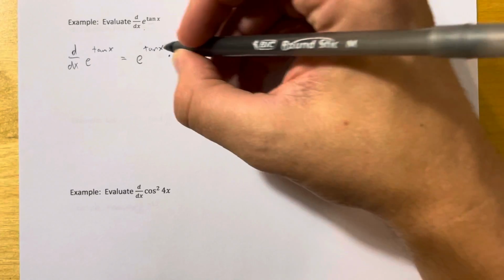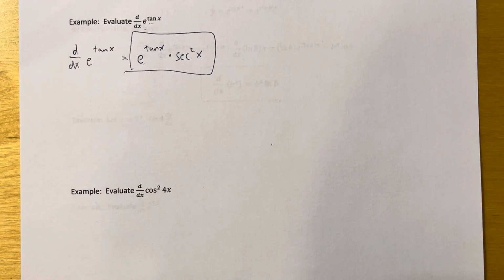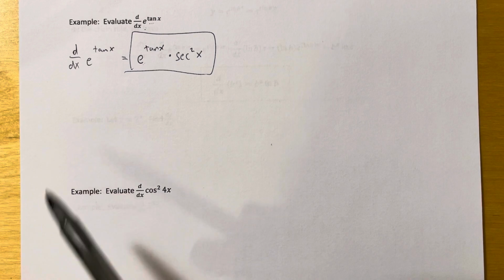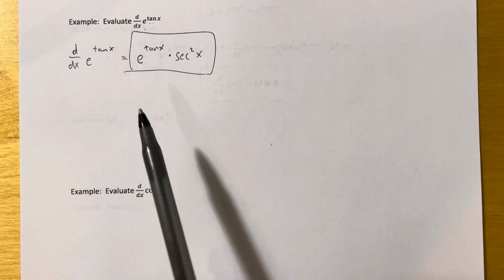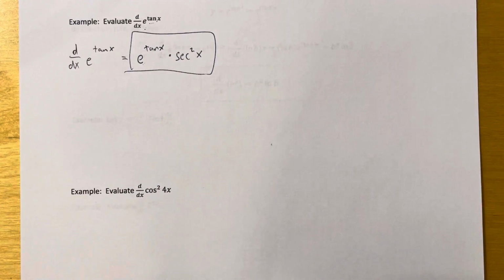So the inside function is tangent of x. From section 3.3, we know that its derivative is secant squared. And that's actually it. That's all that I would need to do. Okay? So you notice, again, if you have the derivative of an exponential function composed with something else, the result looks like the original function times the derivative of whatever that exponent was. And that's basically all there is to it.